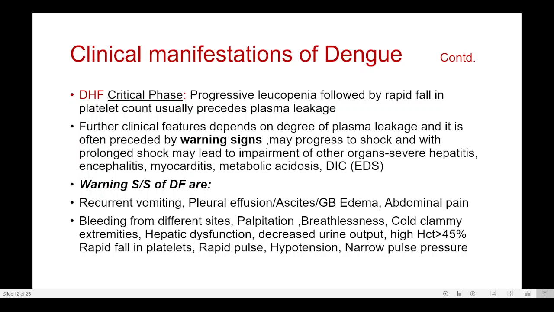Rapid pulse. There is hypotension and narrow pulse pressure. So further clinical features will depend upon the amount of plasma leakage, which may progress to shock. With prolonged shock, it may lead to impairment of other organs like severe hepatitis, encephalitis, myocarditis, metabolic acidosis, or disseminated intravascular coagulation, which occurs in expanded dengue syndrome.